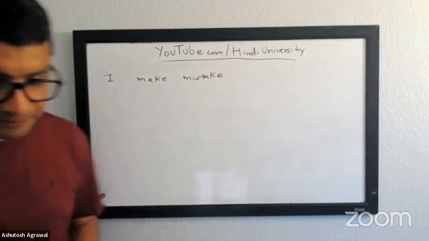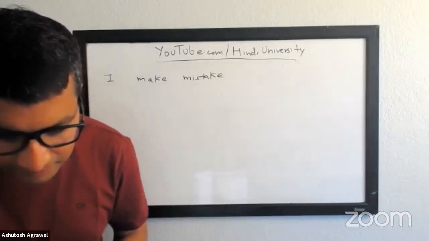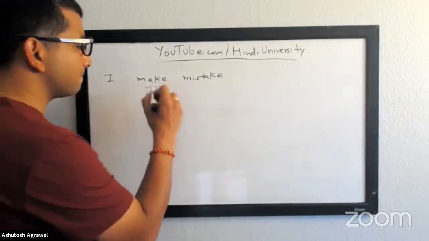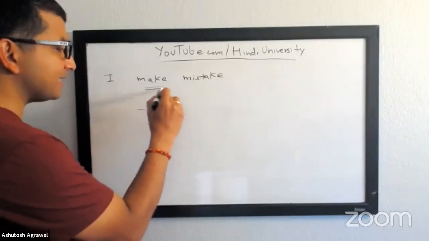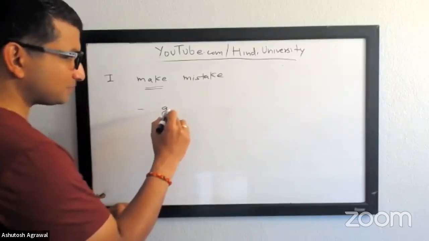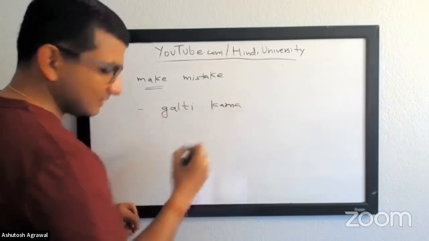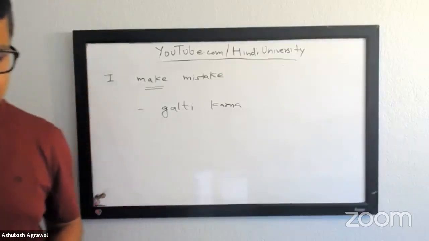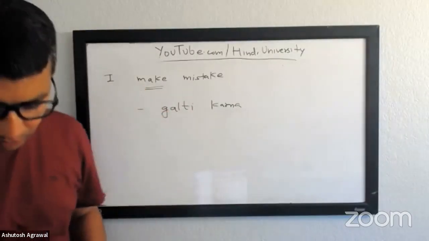What's the word for mistake? Let's ask everyone, who would like to answer that? What is to make mistake? Galti. Mistake is galti. And to make mistake is galti karna. Very good. Galti karna. So this is your hint. I'm going to give everyone some time. So first you try this one, I make mistakes, and then the other corresponding sentences.